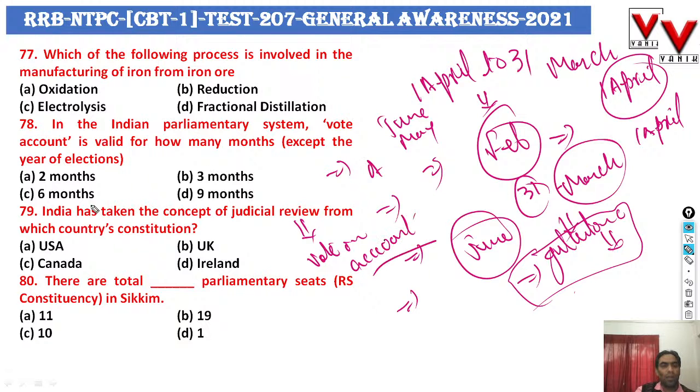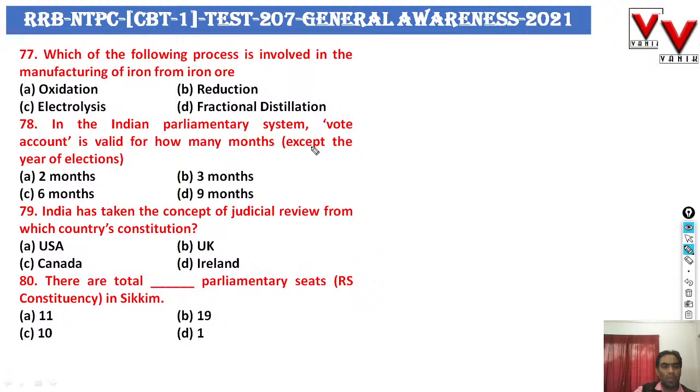So the maximum period can be 2 months. The right answer is 2 months. Although this should not be the question, that is a wrong question. So the right answer is 2 months. For question 78, the right answer is A only.